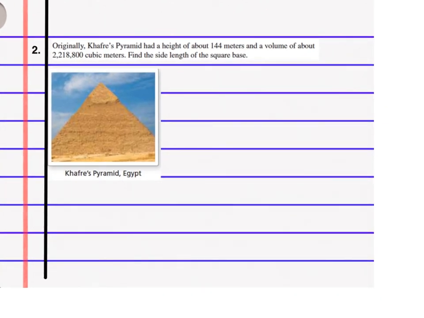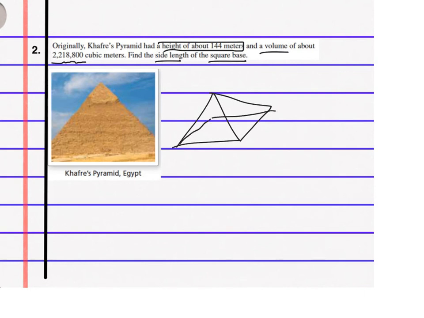So here, we're talking about the pyramids in Egypt. Well, there are also nice pyramids in Mexico, but we're talking about Egyptian pyramids. So we have a height of 144 meters and a volume of 2,218,800 cubic meters. Find the side length of the square base. You can't really see it from this picture, but this is a square pyramid. So this is kind of what we have.